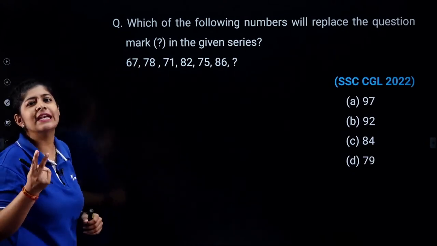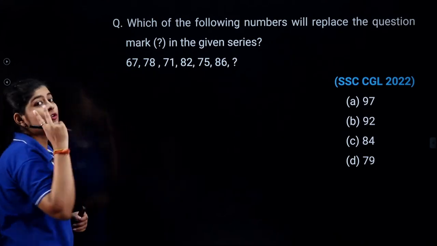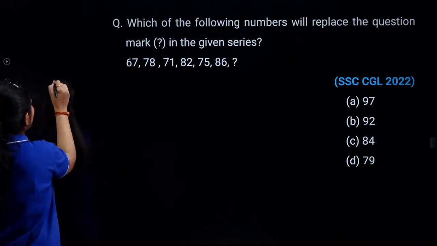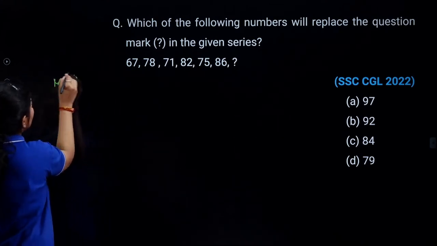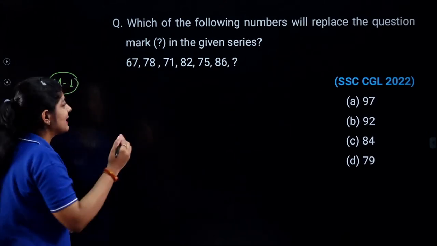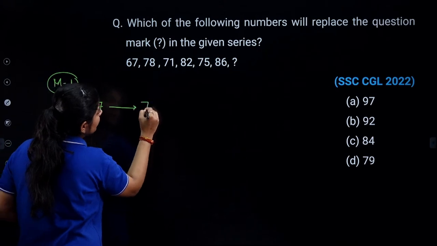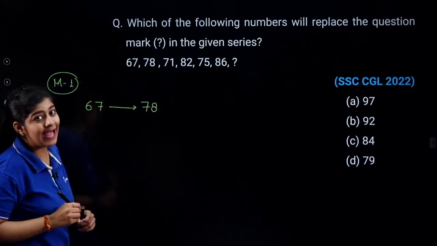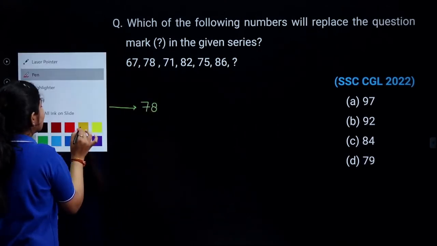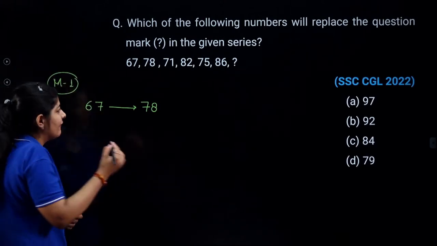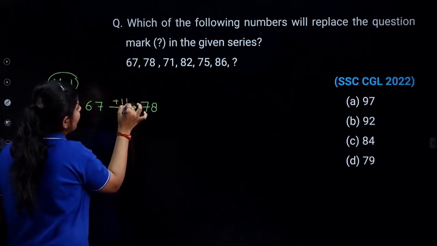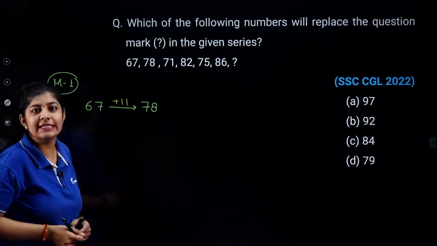Here we can easily identify the answer in two methods. Let's see the first method. Method number 1. Here I can easily sense that the 67 is changed into 78. What is the difference that I am getting over here? I can easily say that here there is a difference of 11. If I add 11 to 67, I'll easily get 78.